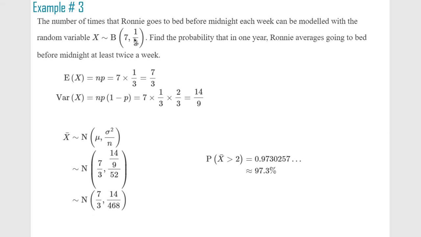Our mean is now 7/3, n times the number of weeks times the probability. So this is what you get for the mean. Then for our variance, we take our new variance and divide it by 52, because that's how many weeks there are in a year on average. Now we get this distribution. We want it to be more than 2, the average. We plug that into our calculator for the normal CDF, and the probability that it's going to be greater than 2 is pretty good.